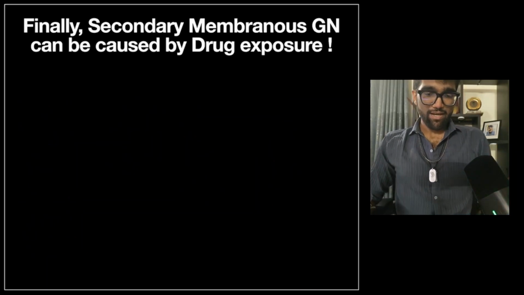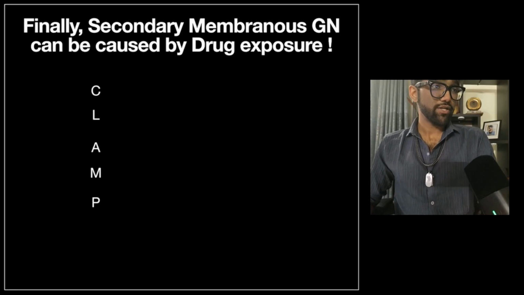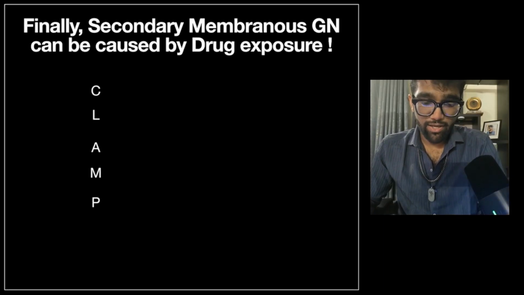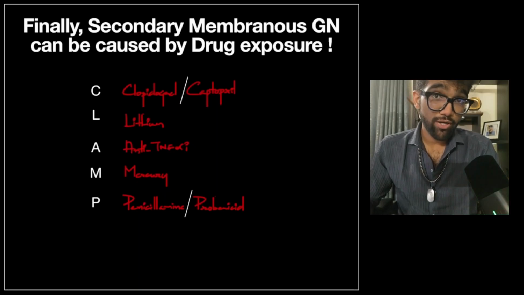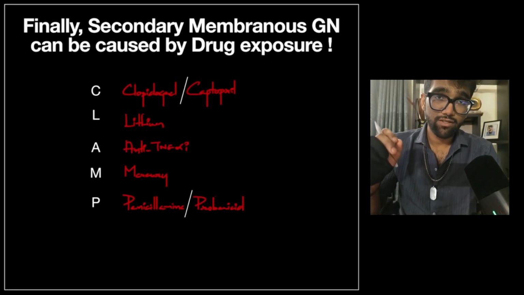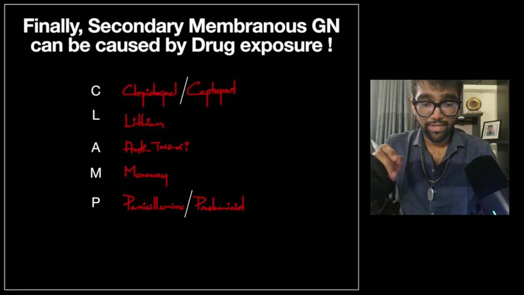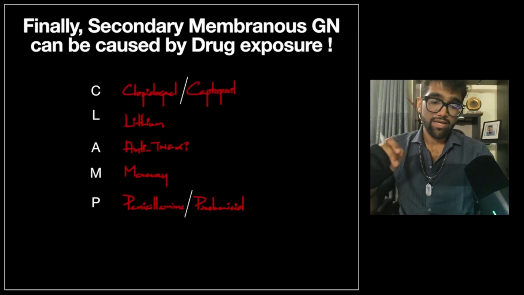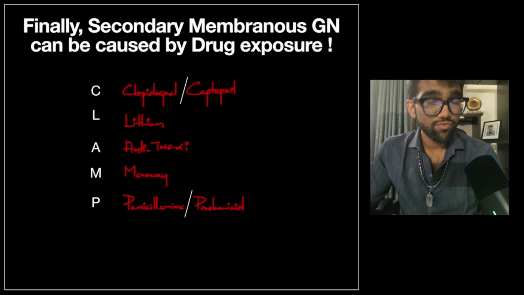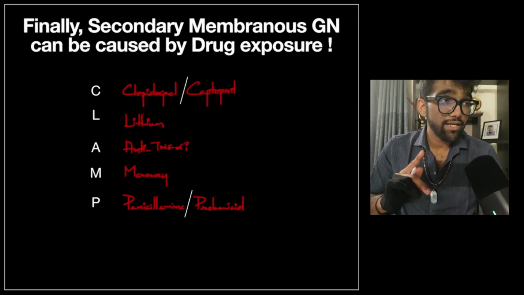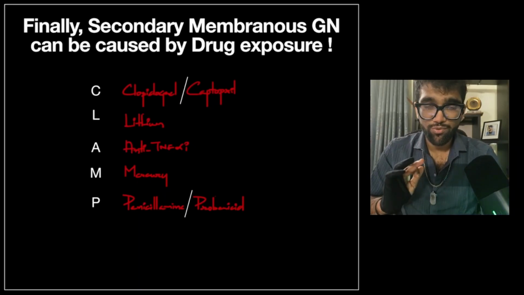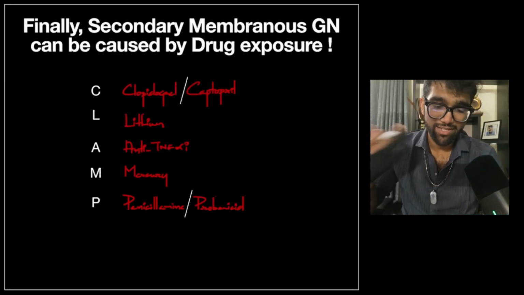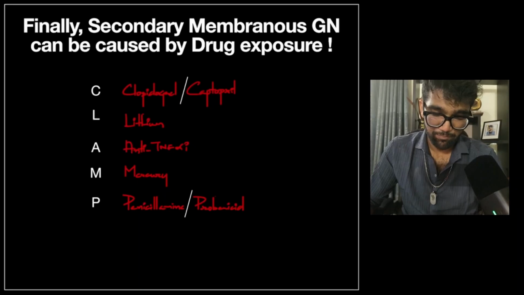Now, finally, secondary MGN can also be due to drugs, and I use a mnemonic, CLAMP. C stands for clopidogrel and captopril. Important because we often give ACE inhibitors and ARBs for decreasing proteinuria. L stands for lithium. A stands for something that I give routinely, anti-TNF inhibitor therapy. Importantly, long-standing ankylosing spondylitis can cause amyloidosis because it causes proteinuria. You give anti-TNF for a long time, that is also associated with membranous change.